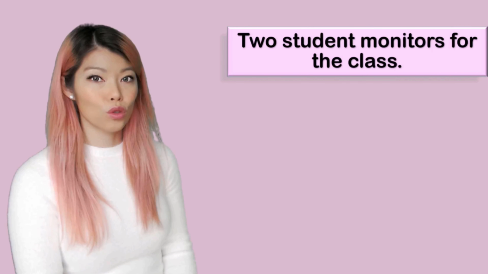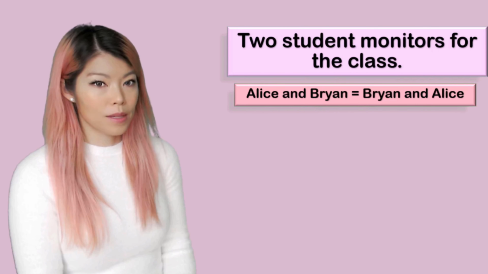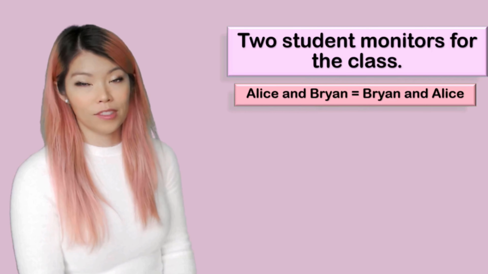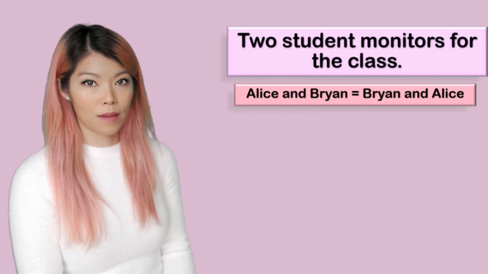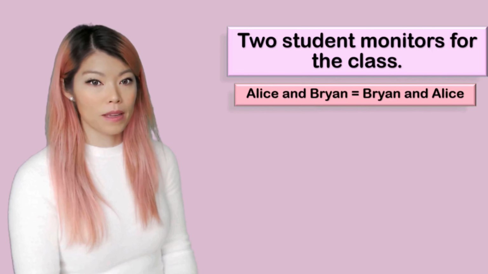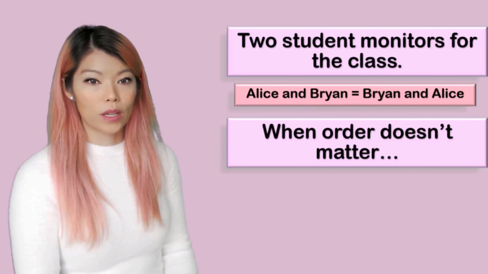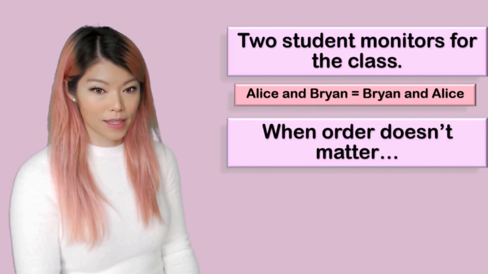Let's say we pick two student monitors for the class. Does it matter if I pick Alice and Brian or Brian and Alice? No, it doesn't. It's the same choice. It's one choice. So when we pick AB, it's the same as BA. We call these combinations. So it happens when order doesn't matter.